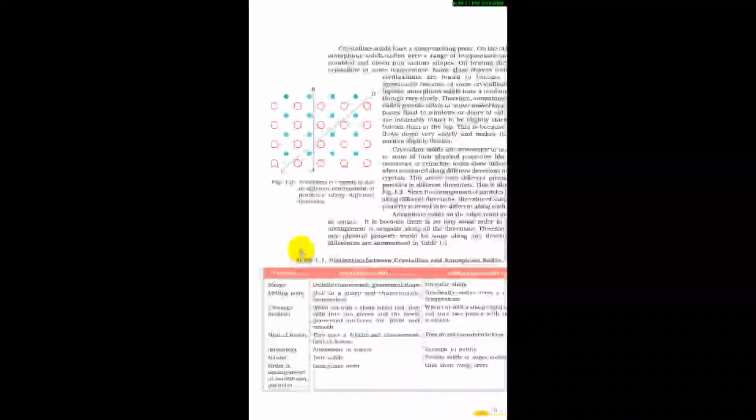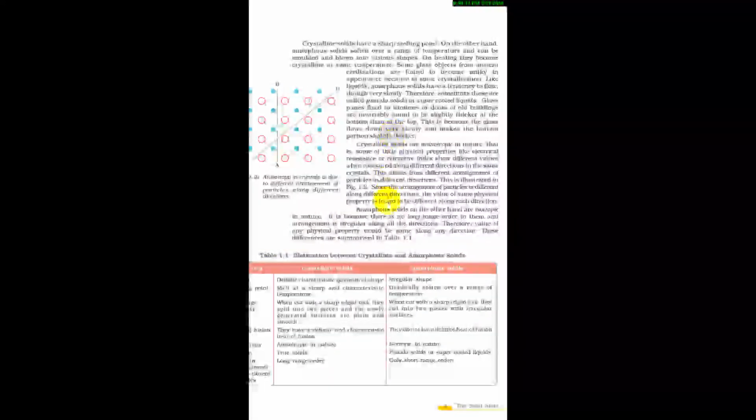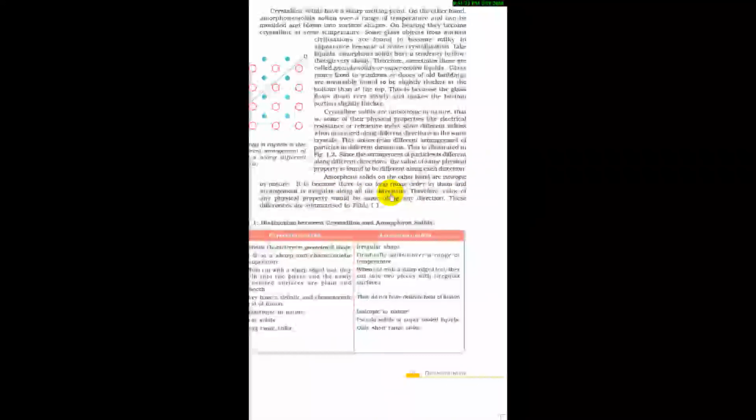Now let's come to the point. Since the arrangement of particles is different along different directions, the value of the same physical property is found to be different along each direction. Amorphous solids, on the other hand, are isotropic in nature. It is because there is no long range order in them and the arrangement is irregular along all directions. Therefore, values of physical properties would be the same along any direction. Those differences you can see here in this box.